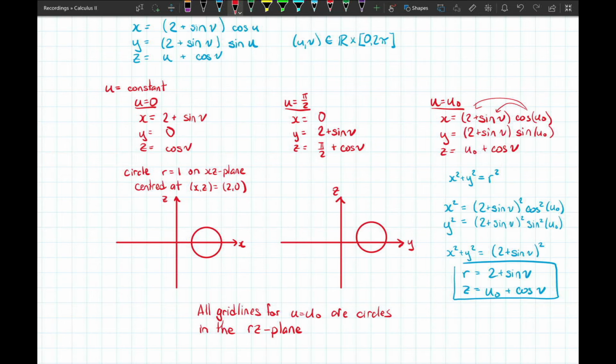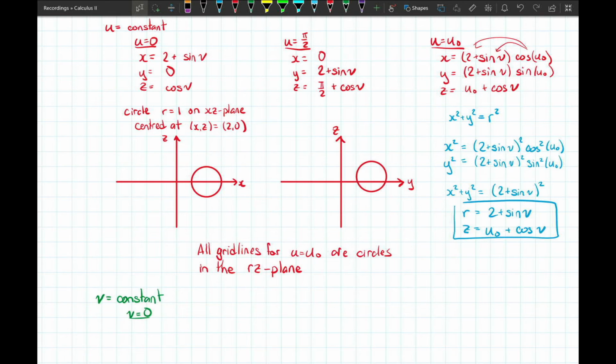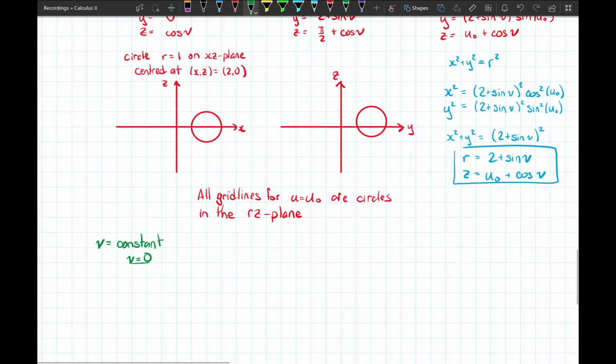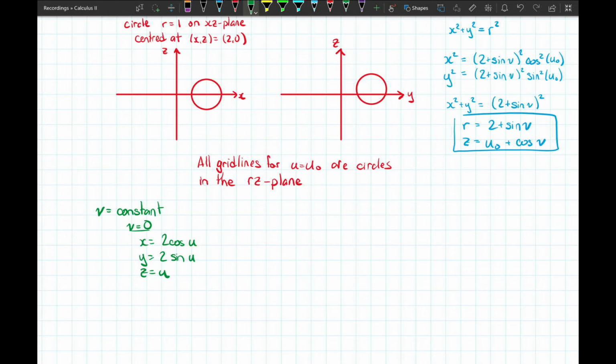Now, let's take a look and see about the other grid lines where v is some kind of constant. Now, it might help to just start off with an easy constant such as v equals 0. Taking a look back at the parameterization, if we let v equal 0, then x is 2 cosine u, y is 2 sine u, and z is equal to u. And let's remember that u is any real number. This is the parameterization of a helix.